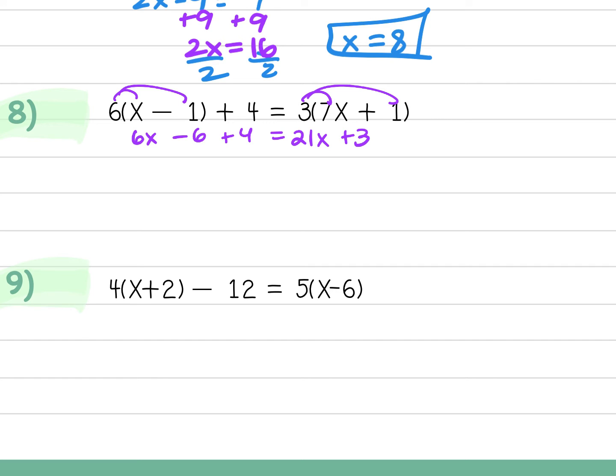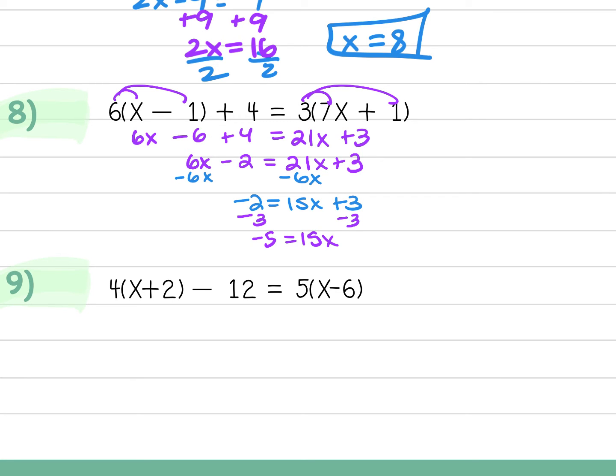On the left, I'm going to combine together the negative 6 and the 4 before I move it. So it would be negative 2 equals 21x plus 3. Then I can subtract the 6x. Negative 2 equals 15x plus 3. Subtract the 3. And divide by 15. We're going to always reduce these fractions, so this would be negative 1/3.